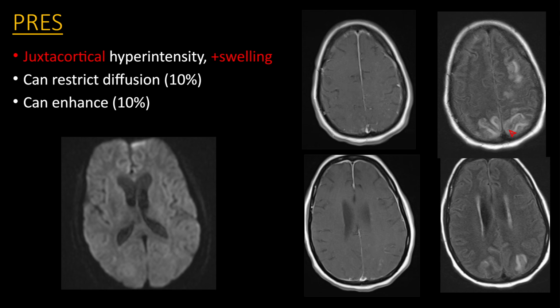The one thing about PRES is it's typically relatively symmetric. I mean, there's some asymmetry you can see, but kind of relatively symmetric. And it tends to be more widespread than something like PML, for instance, because PML is also going to be confluent juxtacortical hyperintensity, but PML tends to be quite asymmetric versus PRES, much more symmetric appearance. And PRES compared to PML would probably have much more swelling. PML very traditionally has no swelling involved.